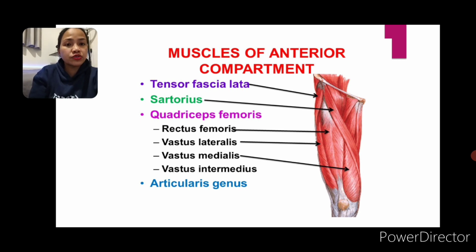Then there's the vastus lateralis, vastus medialis, vastus intermedius. Rectus femoris is this muscle. Rectus means straight, and femoris because it is attached to the femur bone. What these muscles do is extension at the knee.